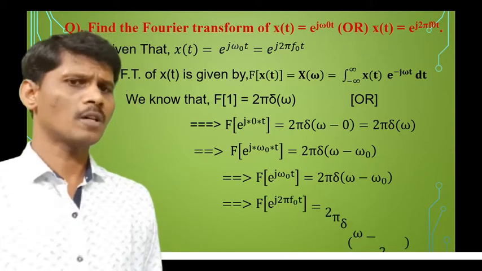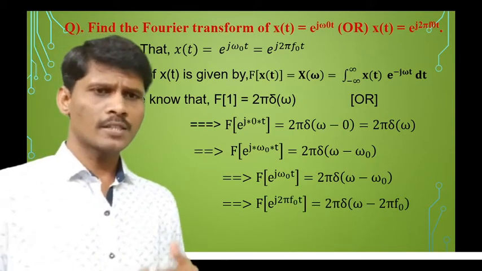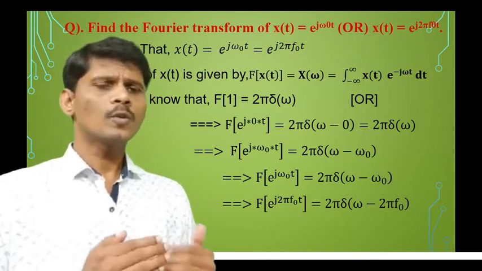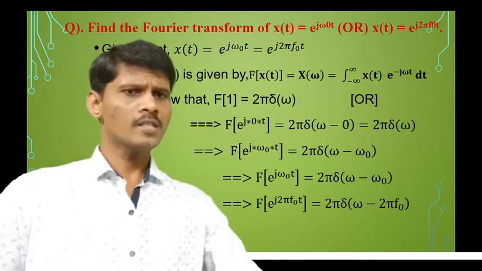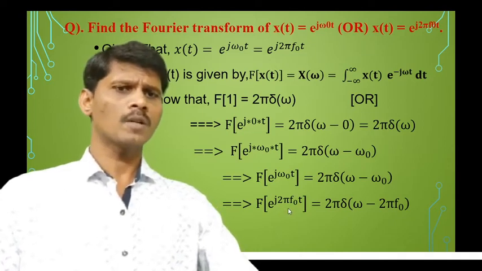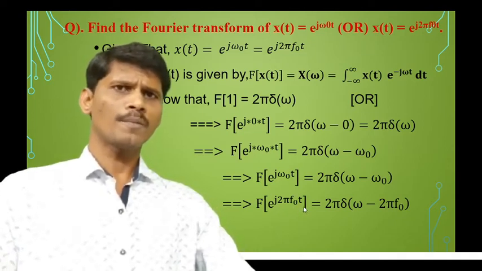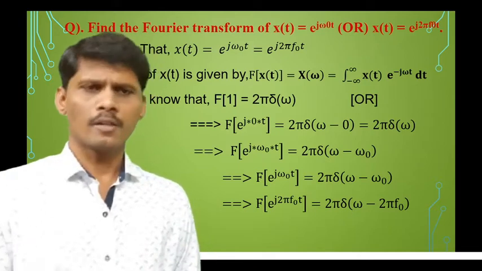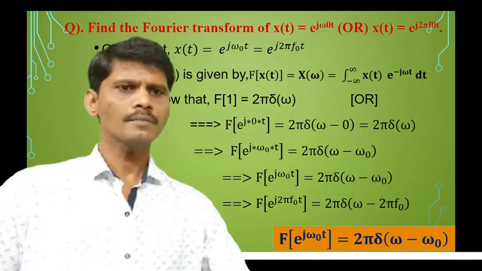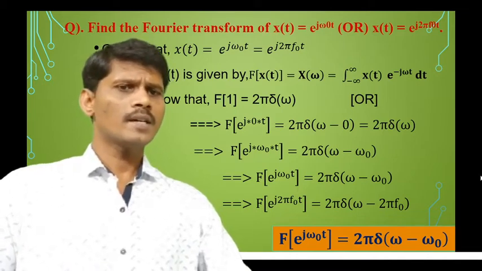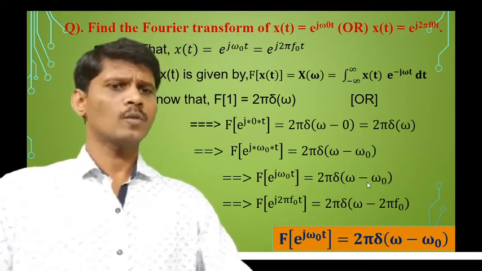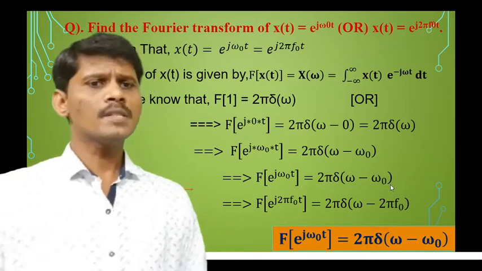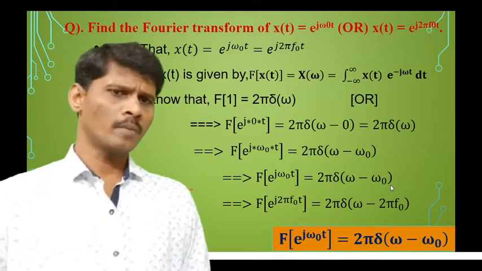The Fourier transform of e power j omega naught t is 2 pi del of omega minus omega naught, where omega naught is 2 pi f naught. So the Fourier transform of e power j 2 pi f naught t is 2 pi del of omega minus 2 pi f naught. Now here the impulse function exists at omega equal to omega naught, del of omega minus omega naught.